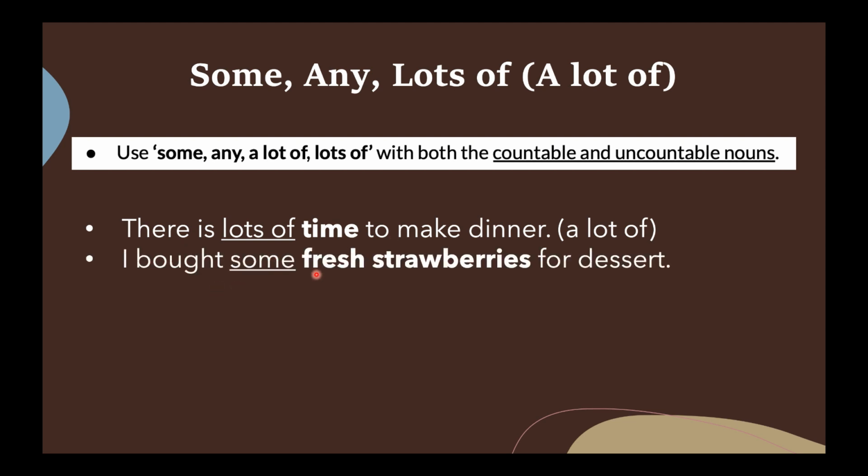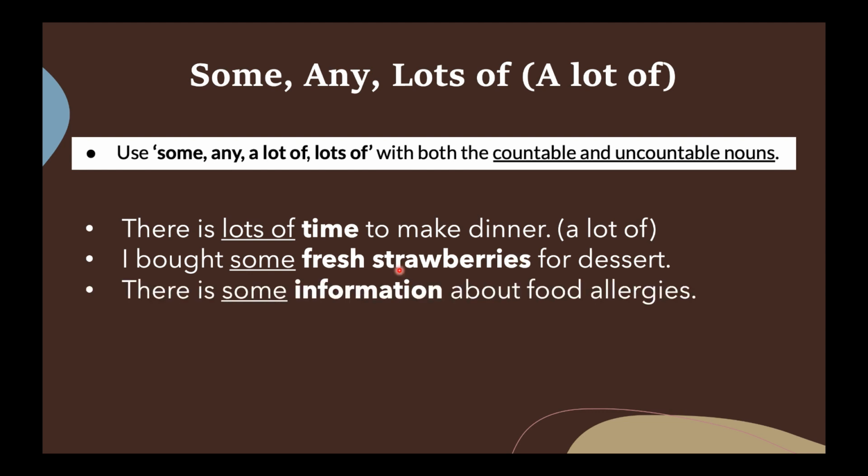I bought some fresh strawberries. 조금. Some strawberry. 조금. Some. 복수형이죠. I bought some strawberries. There is some. 이거 부정문. 부정문 아니고 이거는 셀 수 없는 명사. 정보. 그쵸? 셀 수 있는 명사, 셀 수 없는 명사 같이 사용하는 거예요. There is some information about food allergies.